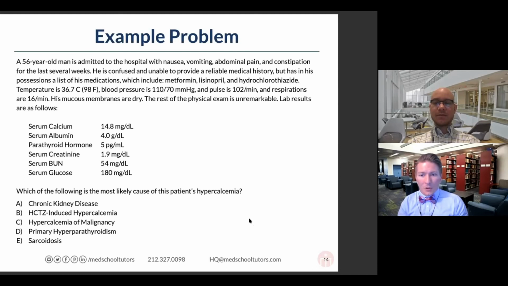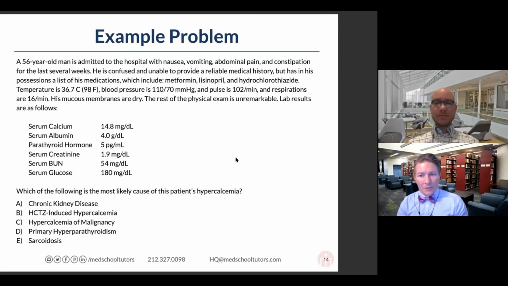And our labs show us a very high value for serum calcium, normal range serum albumin, a parathyroid hormone value that is fairly low, a creatinine value that's kind of elevated, a BUN that's elevated, and in particular, the BUN to creatinine ratio here is definitely greater than 20:1, indicating a pre-renal cause. And they're telling us that the glucose is pretty high too, and they want to know the cause of the patient's hypercalcemia.